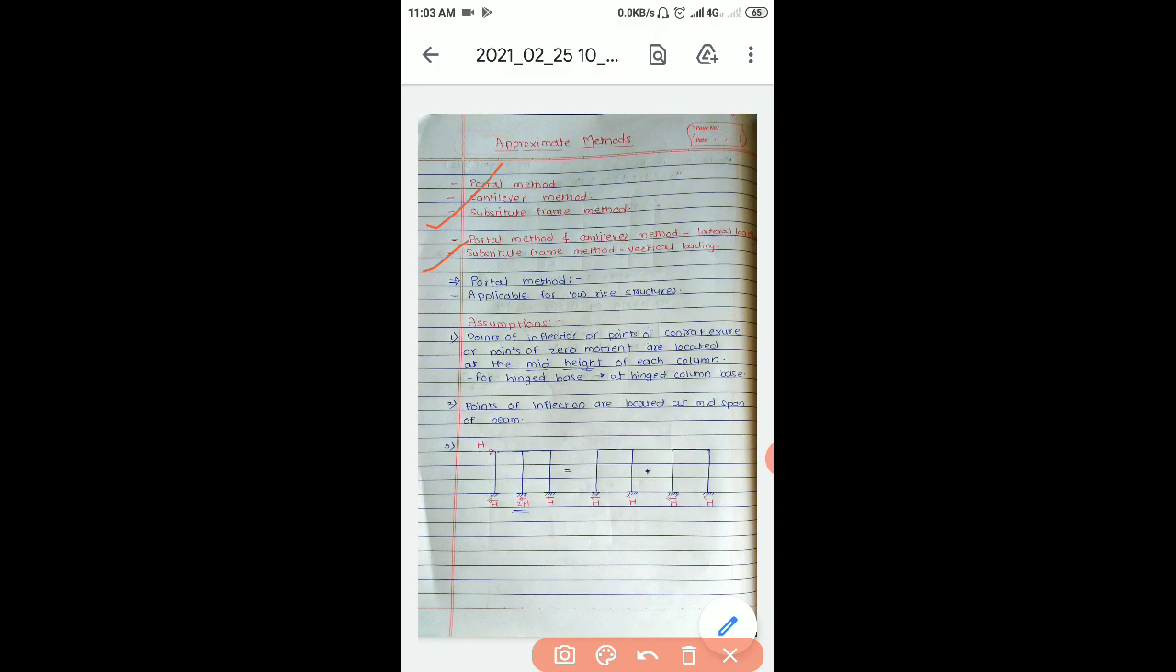So first we'll study the portal frame method or portal method. So this method is applicable for low rise buildings. Okay, so this is the main highlighting point between portal frame method and cantilever method, which is used for analysis of high rise structures or high rise multi-storied frames. Okay, so this question can be asked in the multiple choice objective question.